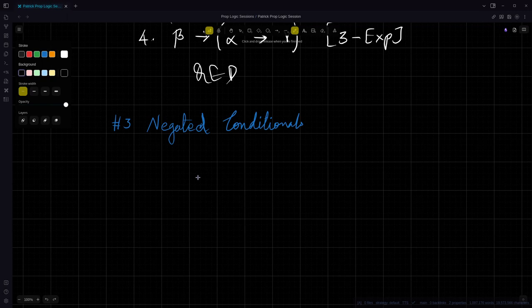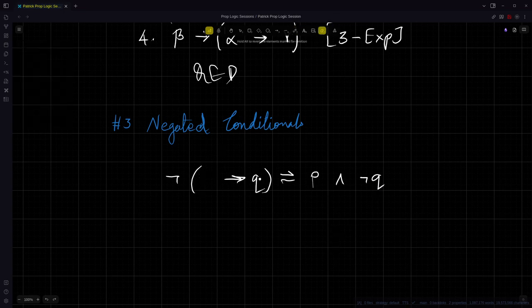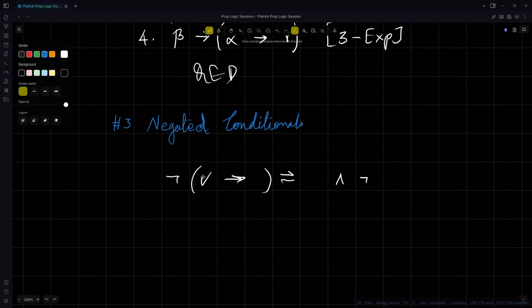Okay. So we have a conditional, and if that conditional is false, that is the same as P being true and Q being false. Now, if I want to use metalinguistic variables, which I should, that'll be alpha implies beta is the same as alpha and not beta.